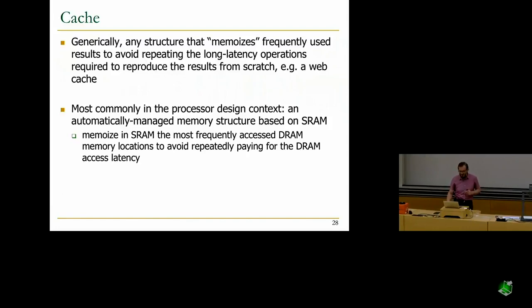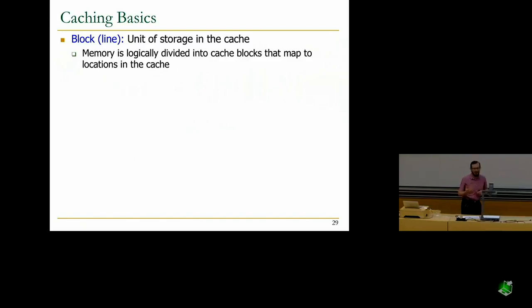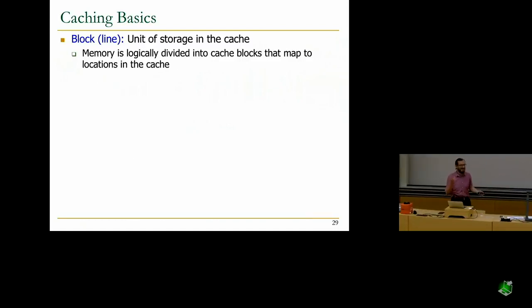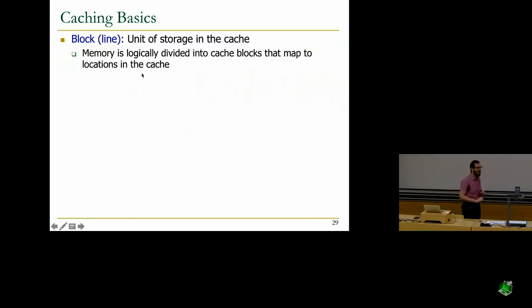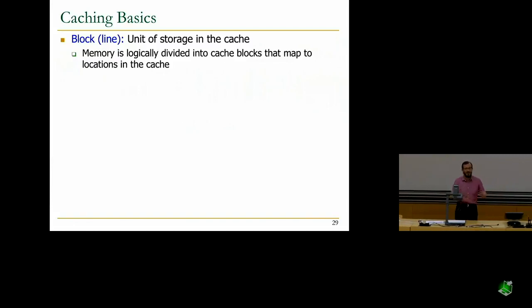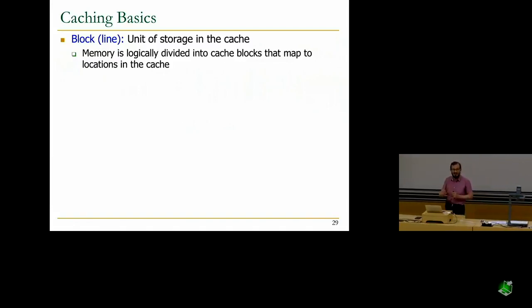So the basics, basically, I've already described what a block is, but to more formally define a block, this is also called a line. The terminology is different. I think IBM terminology calls it a line. Other terminology calls it a block, but that's fine, block or line. This is the unit of storage in the cache. Memory is logically divided into blocks, or cache blocks, that map to locations in the cache. And a block could be the size of a word, it could be a much bigger size. For example, in today's caches, 64-byte blocks are very common. A lot of the Intel processors have 64-byte blocks. But that's not the only block size, it could be 256-byte blocks. Clearly, if you want to capture a larger spatial locality, you want your block size to be larger also.